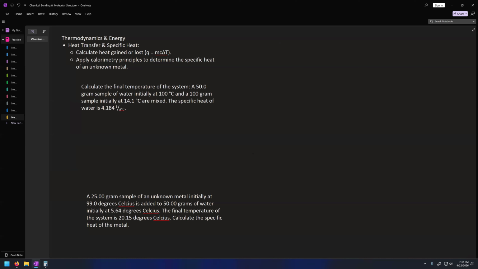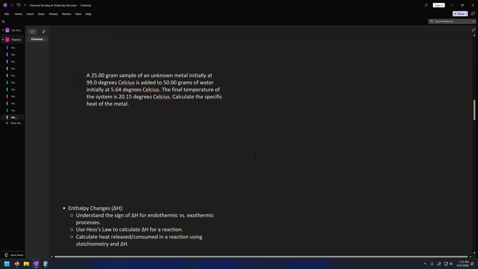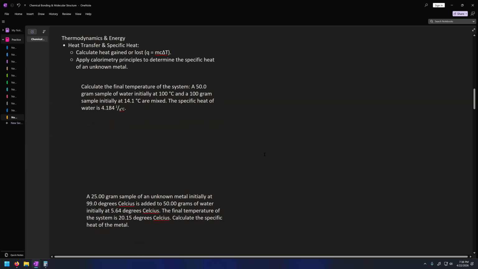And then there's also going to be the calorimeter type of problem, where you have to set two equations equal to each other. Essentially, the heat out of one thing is equal to the negative heat into the other thing. So let's go ahead and do the first type first.